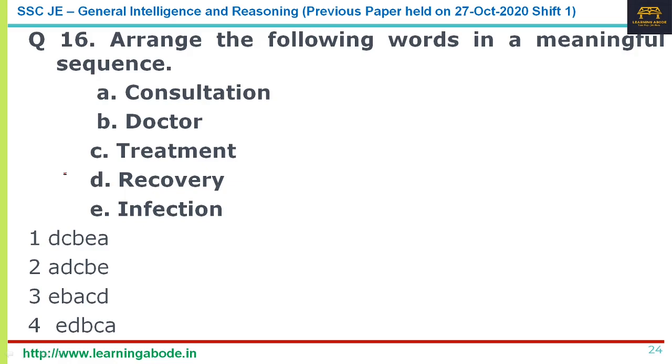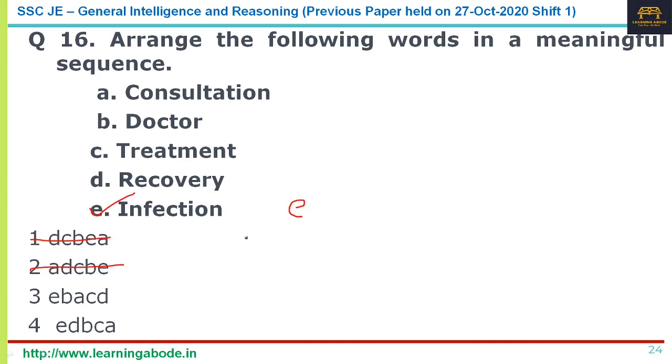So we have the words consultation, doctor, treatment, recovery, and infection. We know that when we get infected, we go to the doctor. So infection is the first word. Now option 1 and option 2 are ruled out because of that. Infection is the first word that should come. Then we go to a doctor.